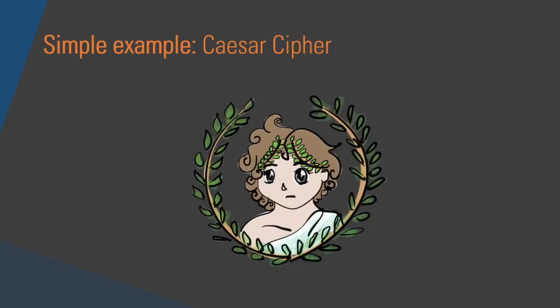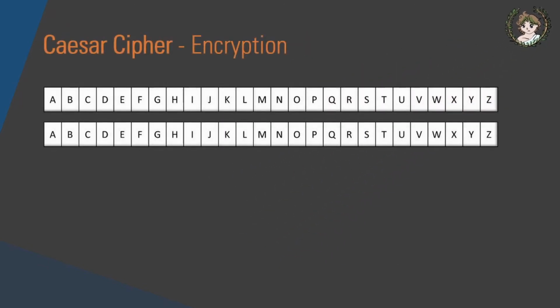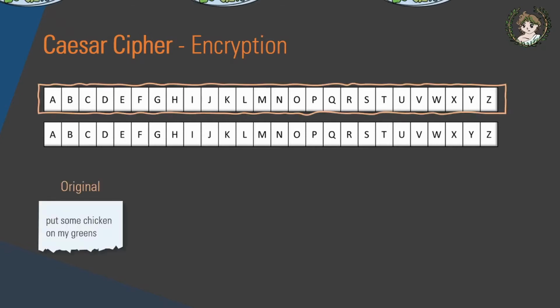It is actually a historic example because Caesar himself used it to encrypt the messages for the military. So how does it work? First, we need two things: our translation table at the top and a message to encrypt. Put some chicken on my greens.